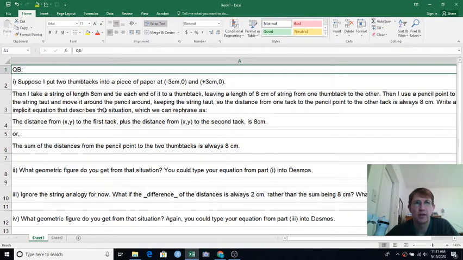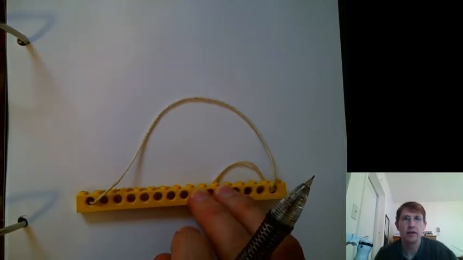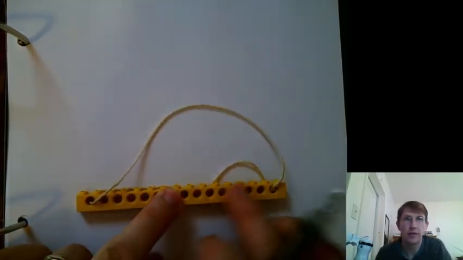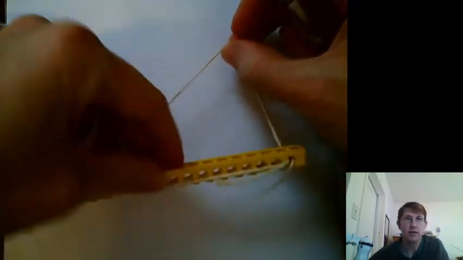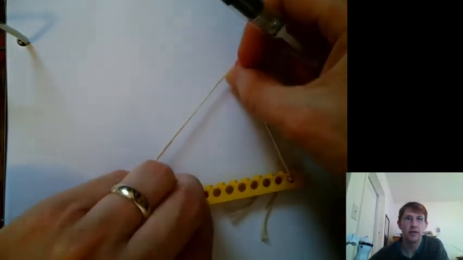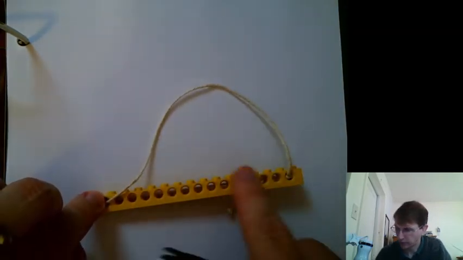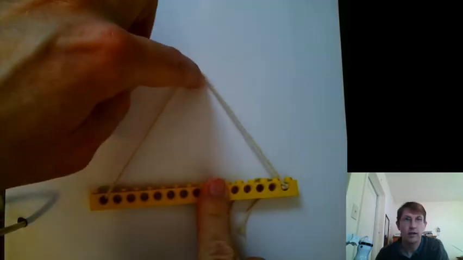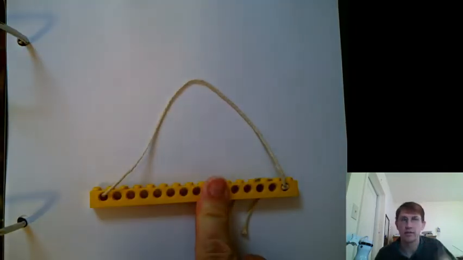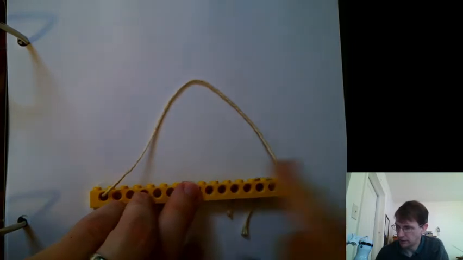Write an implicit equation that describes the situation, which we can rephrase as the distance from x, y to the first tack plus the distance from x, y to the second tack is 8 centimeters. So let's shift to doing this on paper. I didn't have thumbtacks handy, but I had some old school Legos, so let's use that. And this string is tied behind the back, so its total length isn't going to change. We can basically ignore the amount of string from this hole to that hole running across the back. And the distances aren't exactly 3 centimeters or 8 centimeters, but the same idea applies.